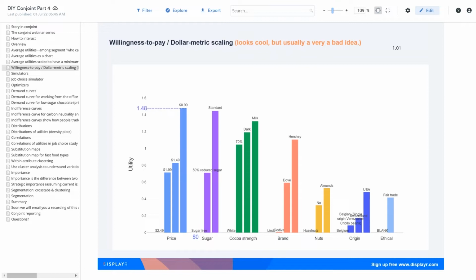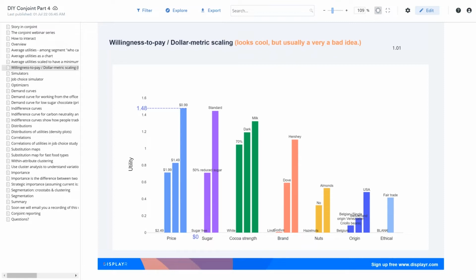One way of scaling is something we've already touched on when I compared the utility of software versus salary. We can scale using one of the attributes. And the most common one to do is price. And when we do it, we're calculating something called willingness to pay, or equivalently, a dollar metric scaling. Now, the way it works is this.